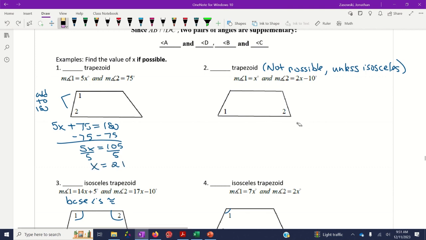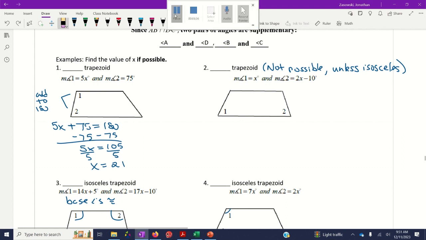In the second question, okay, we don't know that this is isosceles. It just says it's a trapezoid. So these two angles, which are along the same base, are not the same side interior. So these will not be supplementary. We don't know how they're related. So this is not possible. Unless it's isosceles, then we could say that these are equal. But for right now, we don't have enough information.